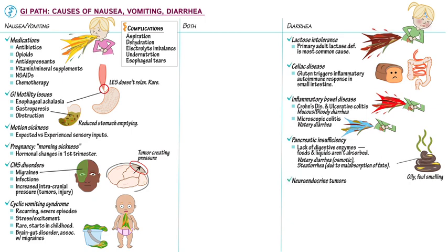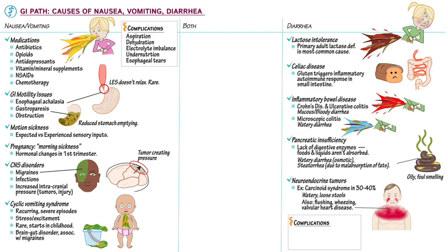Lastly, indicate that neuroendocrine tumors can cause diarrhea. For example, carcinoid syndrome, which occurs in 30 to 40% of patients with these tumors, is associated with watery, loose stools, as well as flushing, wheezing, and valvular heart disease. Indicate that complications of diarrhea include malabsorption of nutrients, dehydration, and electrolyte imbalances.